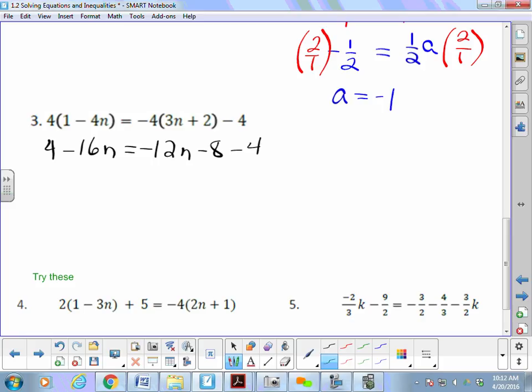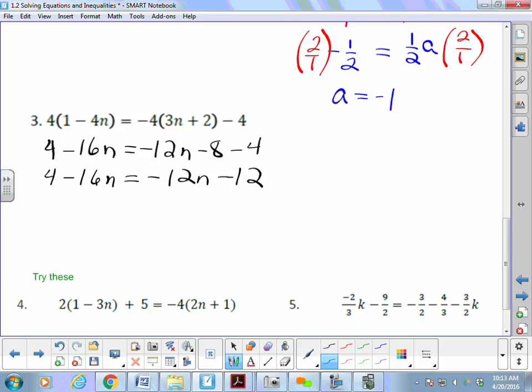Can we simplify on one side or the other, or both, possibly? Can I combine 4 and 16n? No. Negative 12n minus 8 minus 4. The 8 and 4, so 4 minus 16n equals negative 12n minus 12. Put that negative 8 and negative 4 together. Now I have it simplified on both sides.